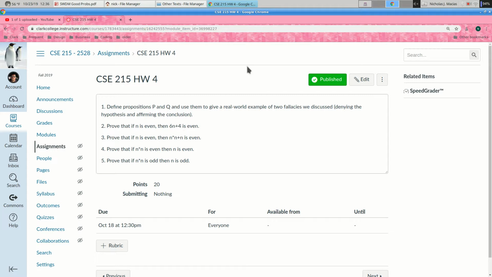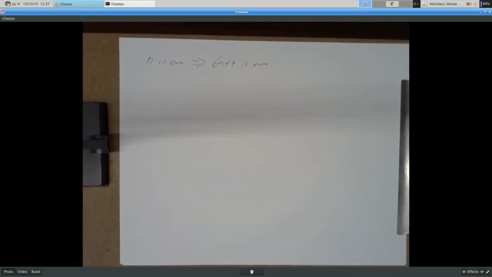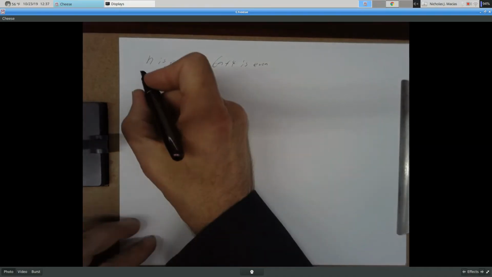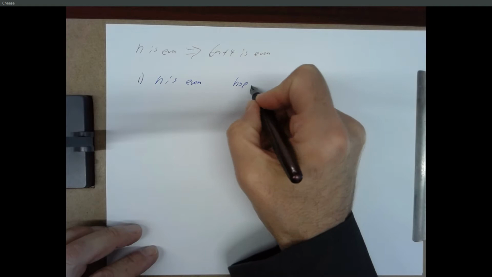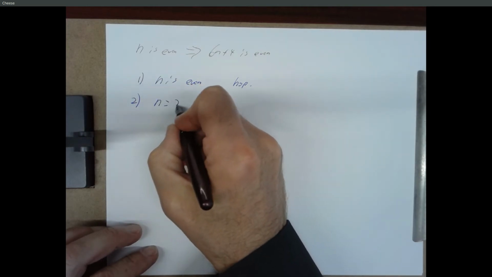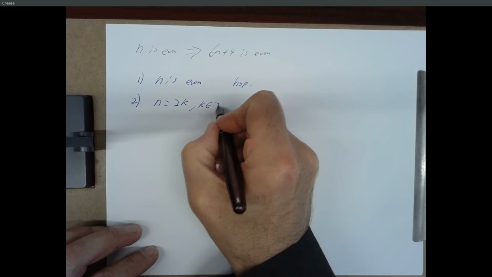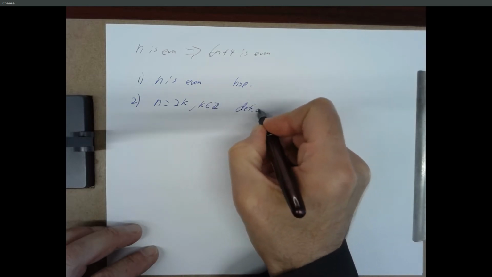And so let's just look at number two. Prove that if n is even, then 6n plus 4 is even. And so you start with what you know, n is even, and this is your hypothesis. And what does that mean? n equals 2 times some integer k. That's the definition of even.